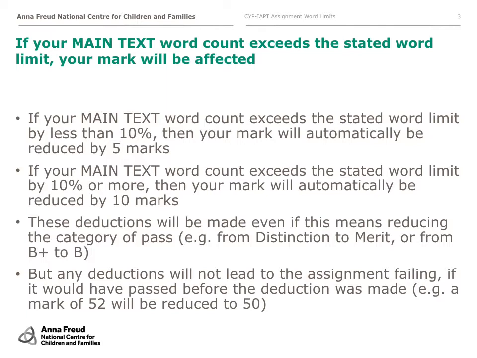If your word count exceeds the word limit by less than 10%, then your mark will automatically be reduced by 5 marks. If your word count exceeds the word limit by 10% or more, then your mark will automatically be reduced by 10 marks. These deductions will be made even if this means reducing the category of pass, but any deductions will not lead to the assignment failing if it would have passed before the deduction was made. So for example, if you would have scored 52 but you've exceeded the word limit, then your mark will be reduced, but only reduced to 50.